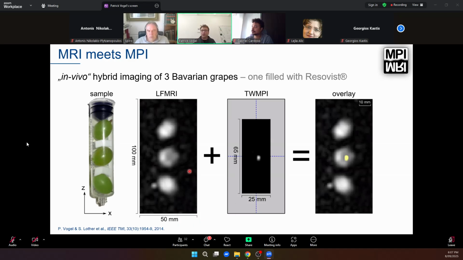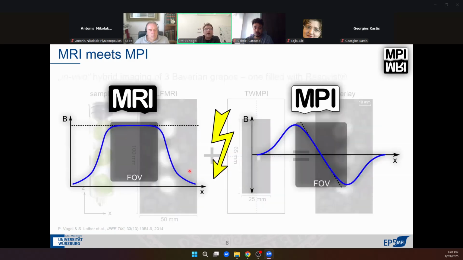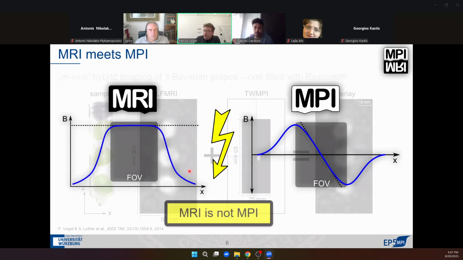Okay, so we now have the possibility to use a new technology, which is comparable, as a tracer-based technology, to PET or SPECT. We just see the tracer, and you have to introduce the tracer into the body, and you get a positive contrast and a highly sensitive signal, and so on. But still, MRI is not MPI.